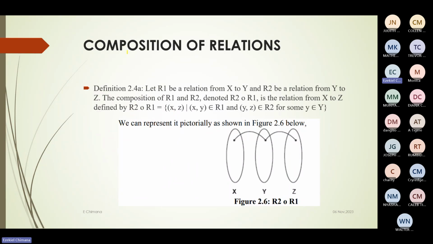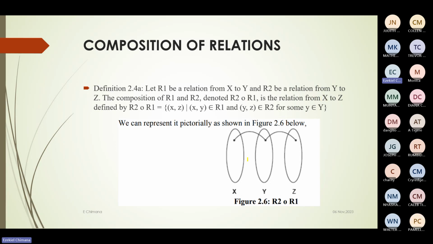Then let's talk of the composition of relations. Now we are saying we have more than 2 sets that we want to combine. So how do you do that on a relation? You want to find a relation given 3 sets. So let R1 be a relation from X to Y and R2 be a relation from Y to Z. So the composition of R1 and R2 denoted by R2 of R1 is the relation from X to Z.